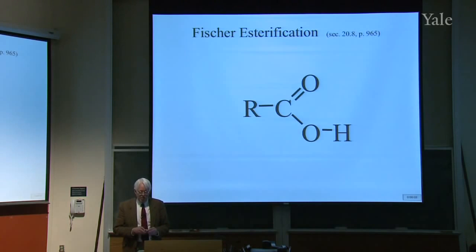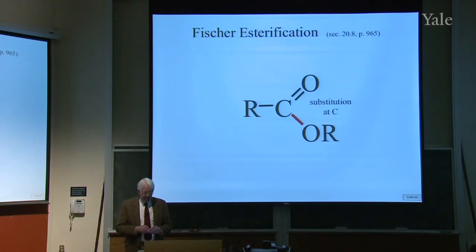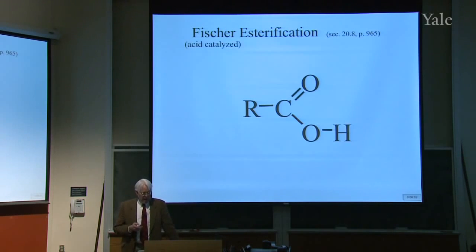Now, one particular example is what's called Fischer esterification, which was invented, you'll not be surprised to hear, by Emil Fischer, right? And it's substitution at carbon of a carboxylic acid to convert it into an ester, right? And it's acid catalyzed. So let's think about how this works. Where's the acid going to come in and protonate this?